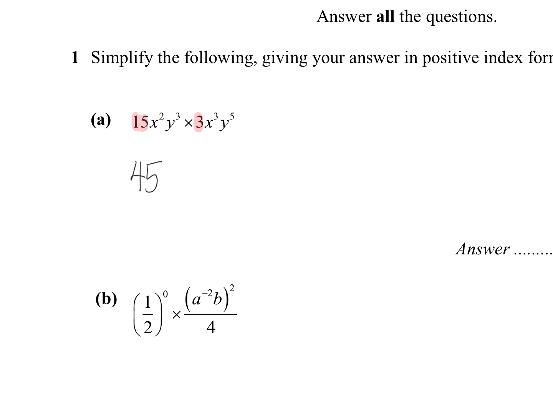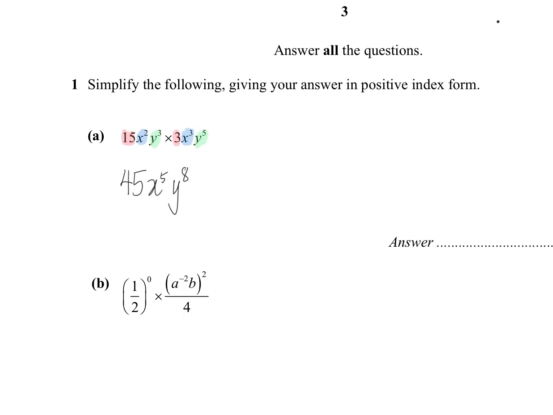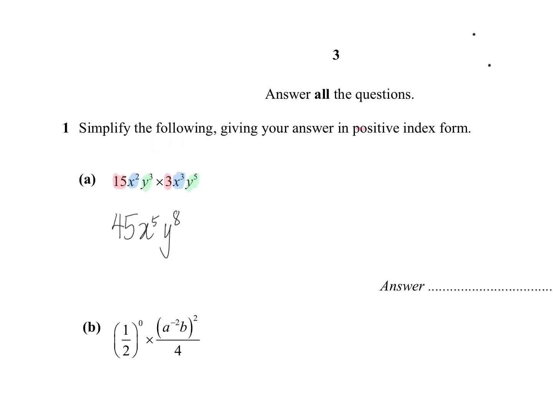Okay. Then this one, the x square, you add the power, so it's x5. Indices shouldn't be where you will lose your marks in the paper. So this is y8. Okay, you must read the question carefully. They say positive index notation means your final answer, I cannot see negative power.